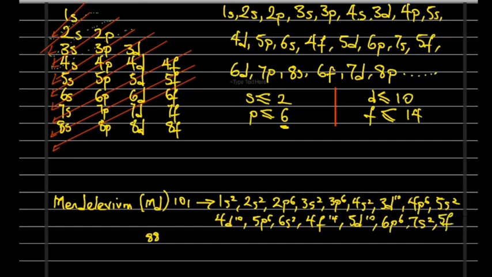5f can take 14. But do I have up to 14 left? 101 minus 88 will give me 13. So since my f can carry a maximum of 14, I will just put my 13 here. So 5f13. Wow, that is the electronic configuration of Mendelevium.